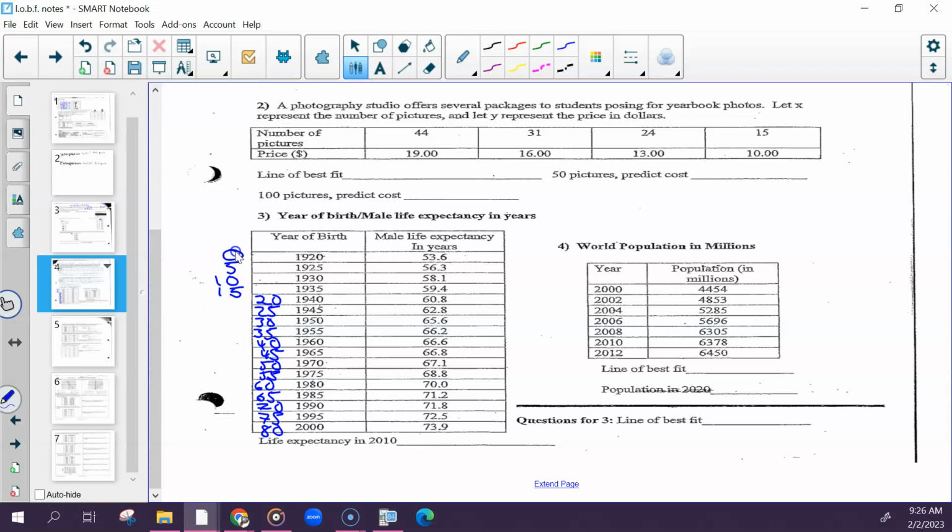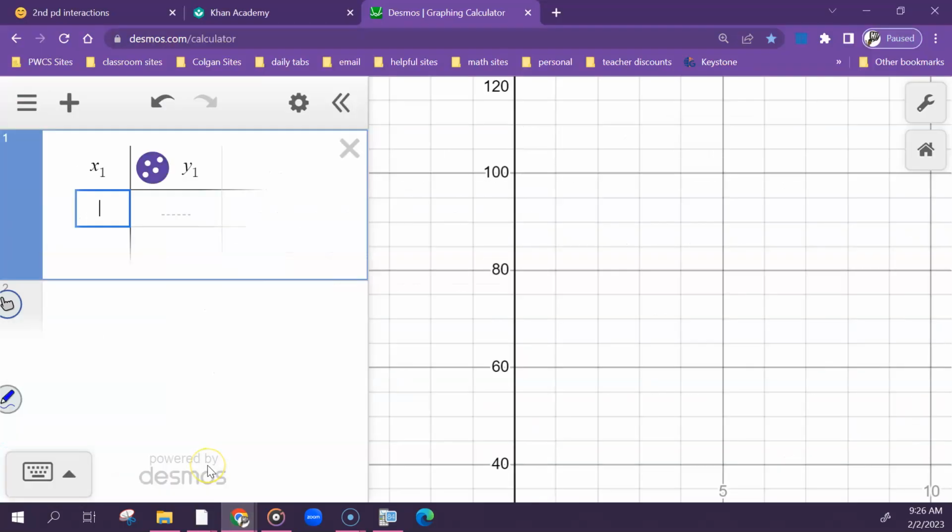These stay the same. You are not going to put in 1920. You're going to put in 0, 5, 10. The plus. Right, so you can start putting those in. Again, once you put in enough, it'll recognize the pattern.